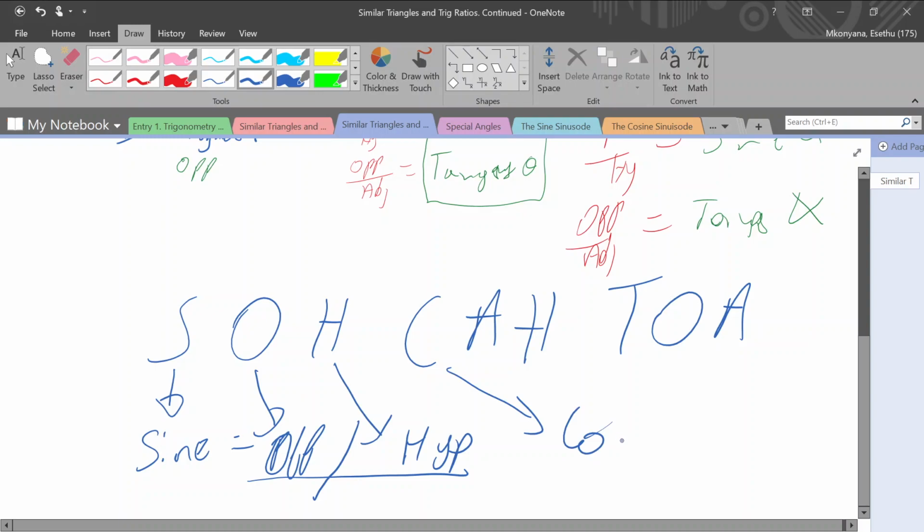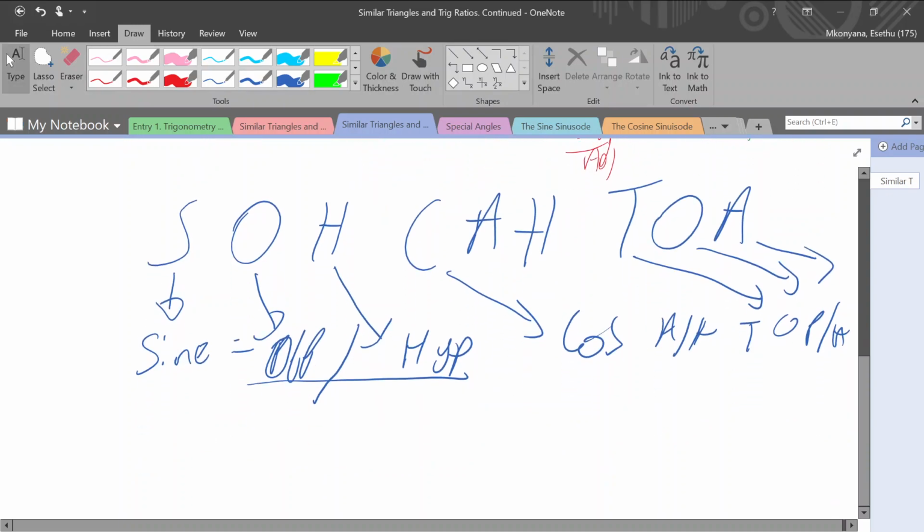Here, there's a cosine, sometimes called cos. Most of the time you will see cos, and then sine will be just sin, and tangent will be just tan. Cosine is adjacent over hypotenuse, and then here, this is opposite over adjacent, and this is tangent. So this word will come in very handy for you when you forget these things.